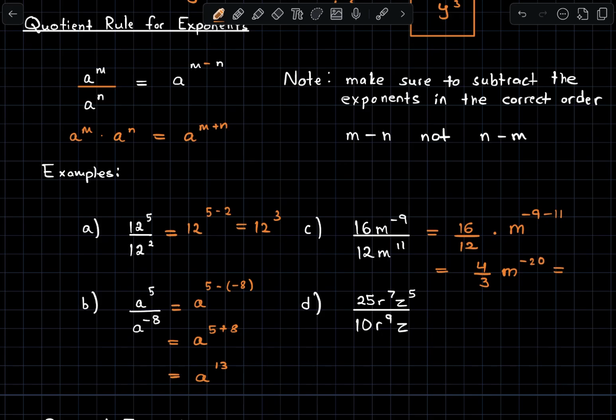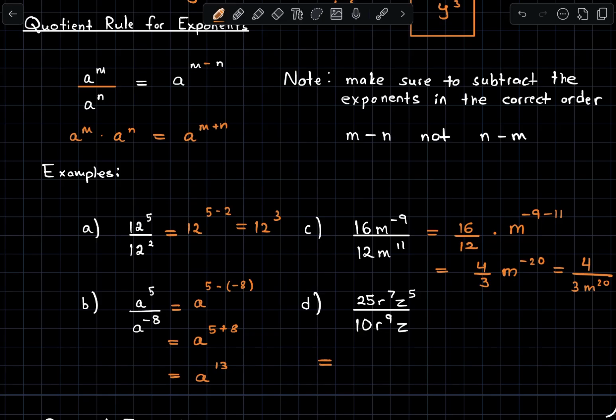Okay, you can leave it like this, or actually we don't want to leave it like this, we want to take care of that negative, right? So we can put that in the bottom, so we can do m to the 20, put it in the bottom and make it positive. So 4 over 3 m to the 20.